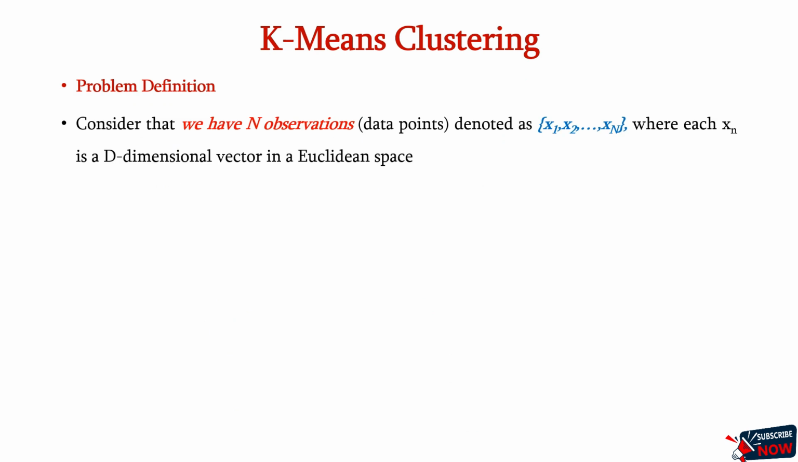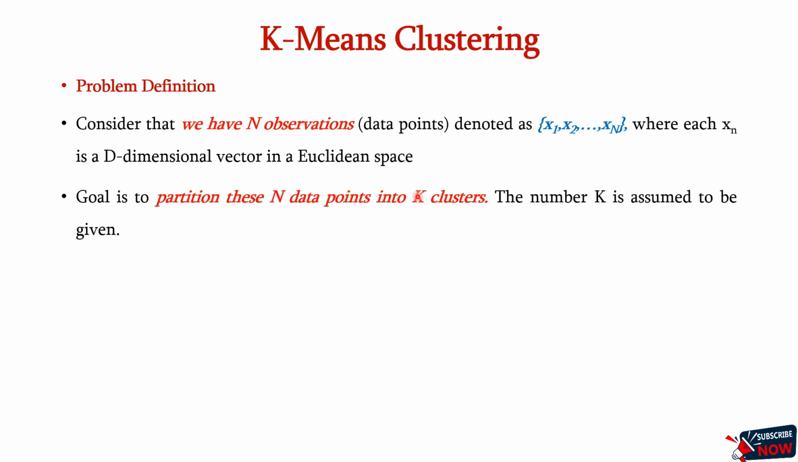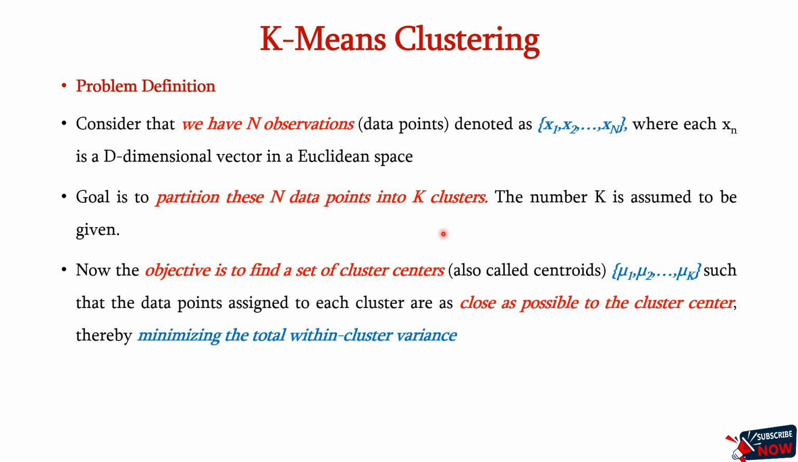Now let us see the formal definition of K-means clustering. Consider that we have n observations or data points, denoted as x1 to xn, where each xn is a d-dimensional vector in a Euclidean space. The goal is to partition these n data points into k clusters. We assume that k is given.